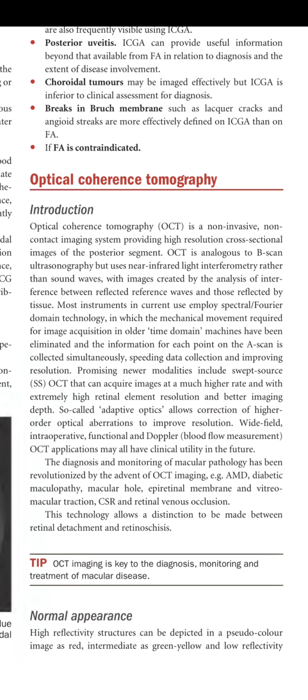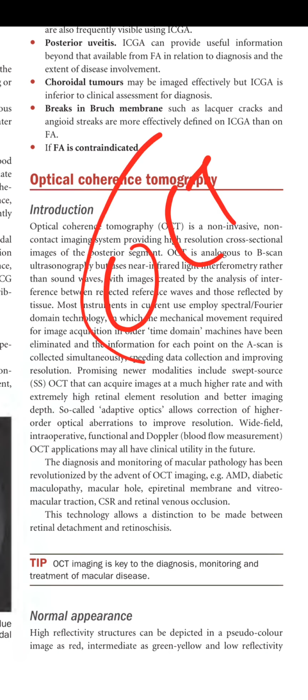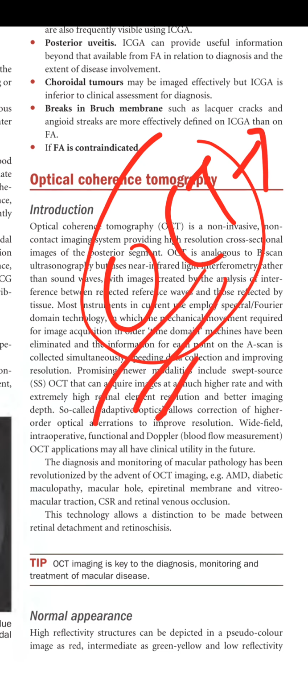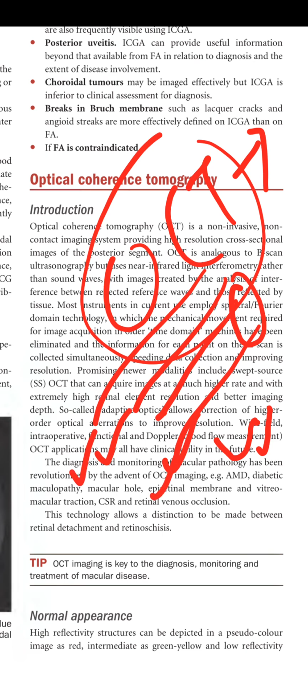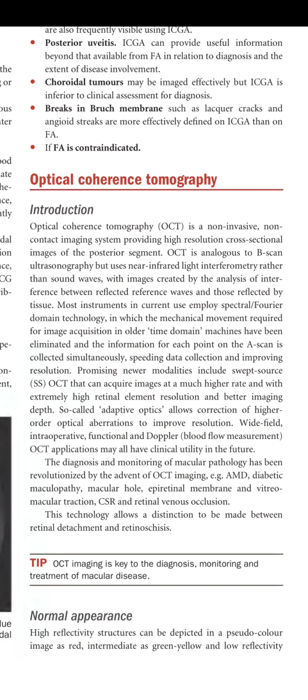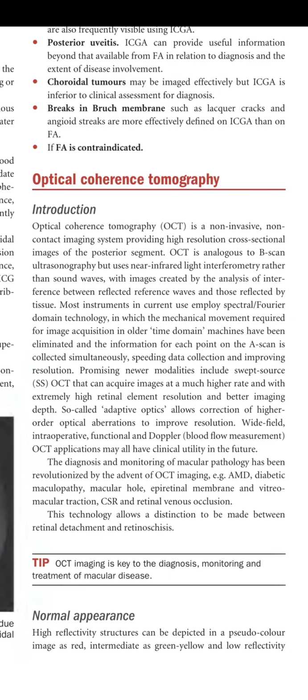The diagnosis and monitoring of macular pathology has been revolutionized by the advent of OCT imaging, for example AMD, diabetic maculopathy, macular hole, epiretinal membrane, vitreoretinal macular traction, CSR, and retinal venous occlusion. So it is very important, and sometimes you just do OCT to determine the lesion and in which part the lesion is present. This technology allows a distinction to be made between retinal detachment and retinoschisis. Tip: OCT imaging is key to diagnosis, monitoring, and treatment of macular disease.